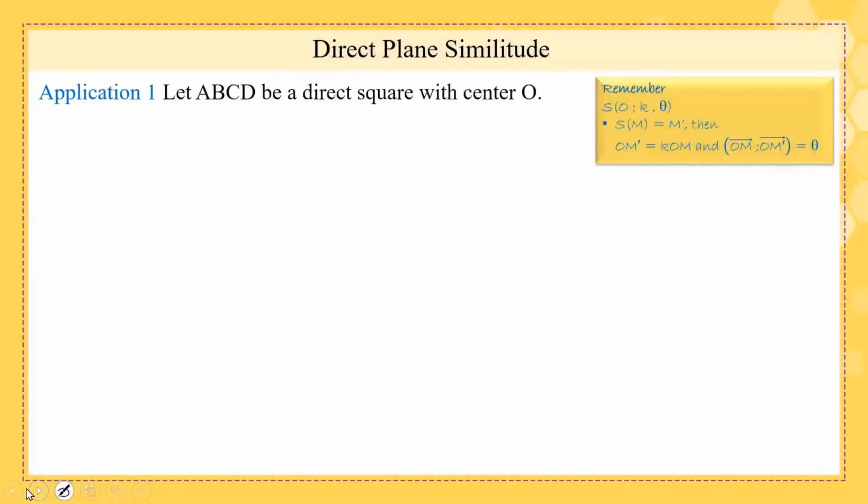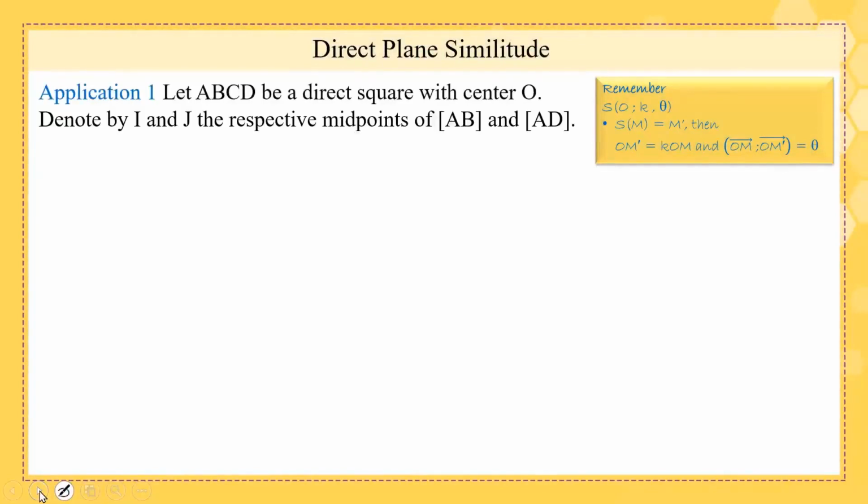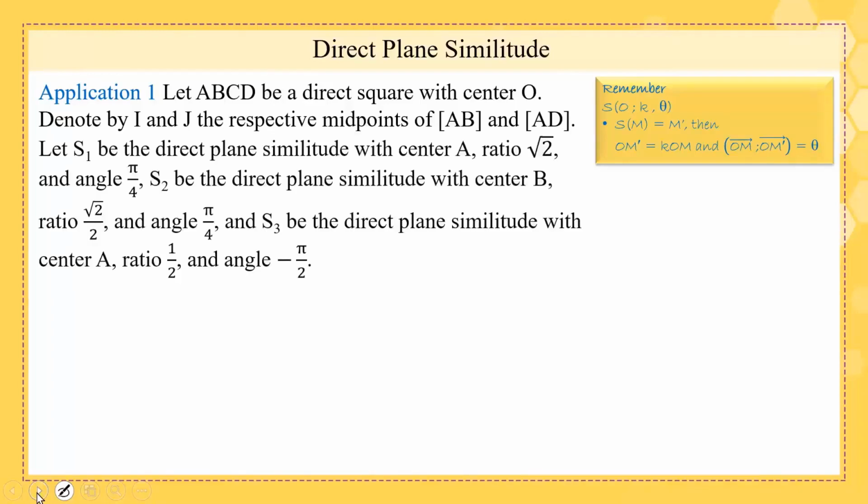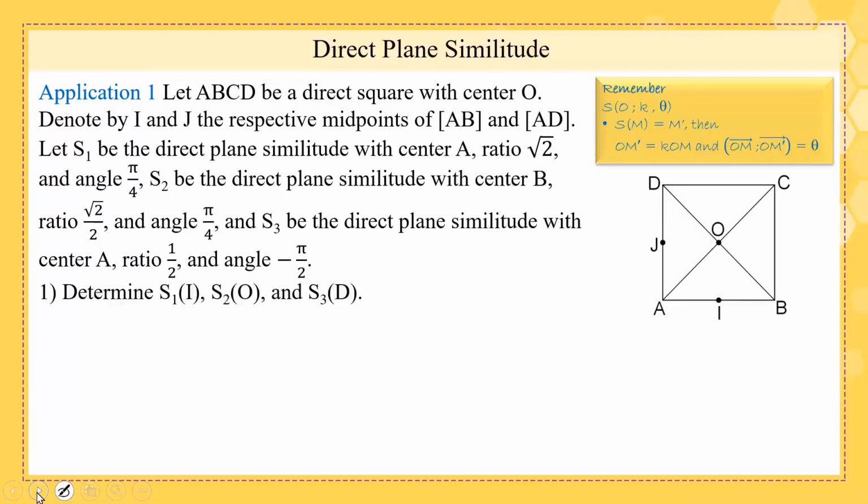Now let us go to another example. Application 1. Let ABCD be a direct square with center O. I and J are the respective midpoints of the segments AB and AD. Given these similitudes: S1 is of center A, ratio radical 2 and angle pi over 4, S2 is a direct similitude with center B, ratio radical 2 over 2 and angle pi over 4, and finally S3 is a direct similitude with center A, ratio half and angle minus pi over 2, and this is the figure of the question. The first part: determine S1 of I, S2 of O and S3 of D.